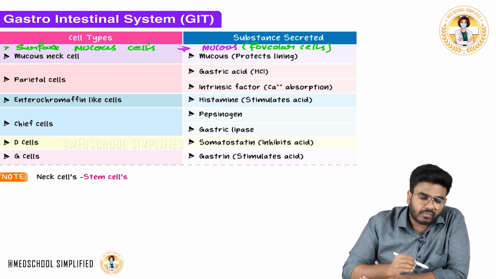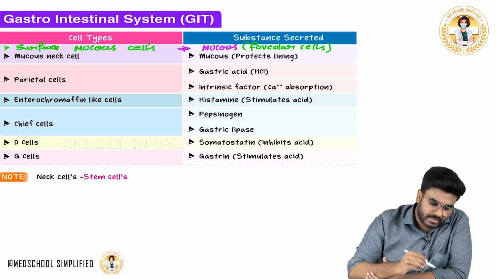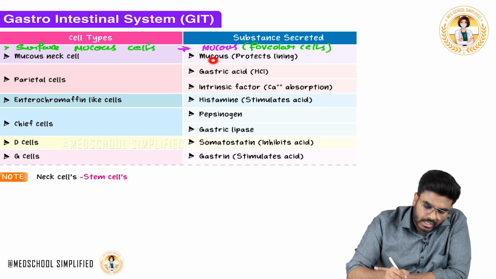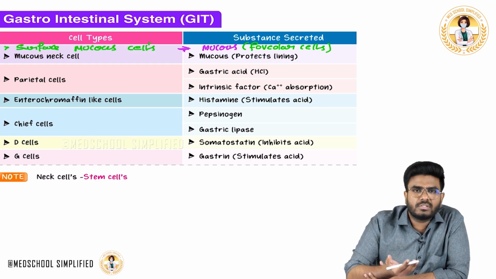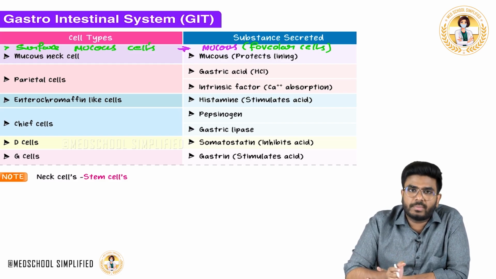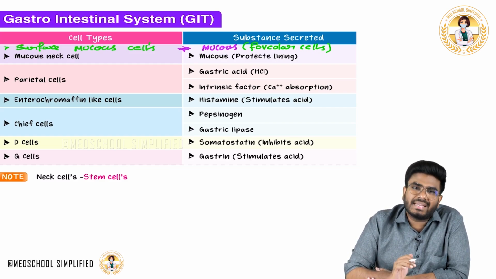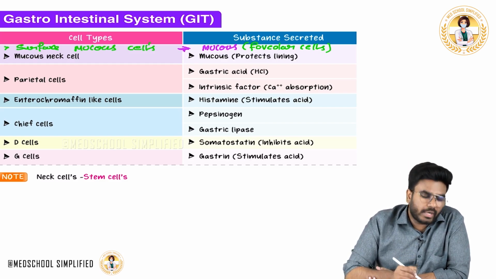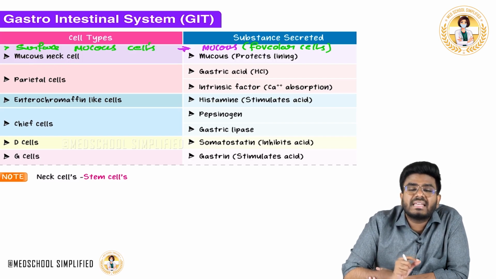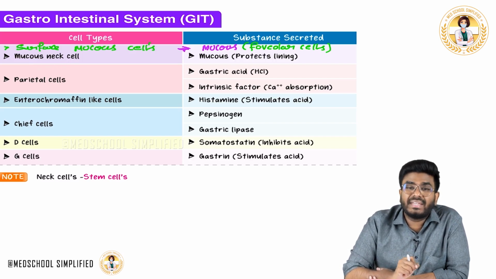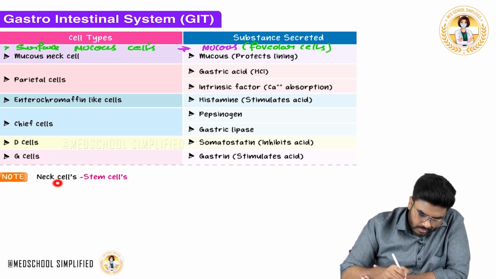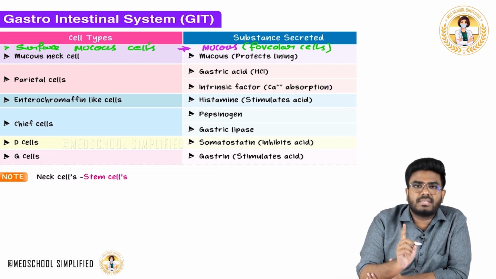After the surface mucous cell, there are mucous neck cells. They also produce mucus, and mucus is a protective lining in the stomach. So mucus in the stomach is produced by surface mucous cells, also called foveolar cells, as well as the mucous neck cells. An important point about the mucous neck cell is that it acts like a stem cell.